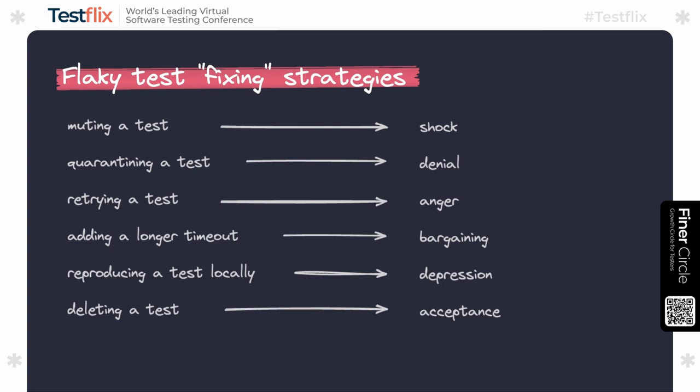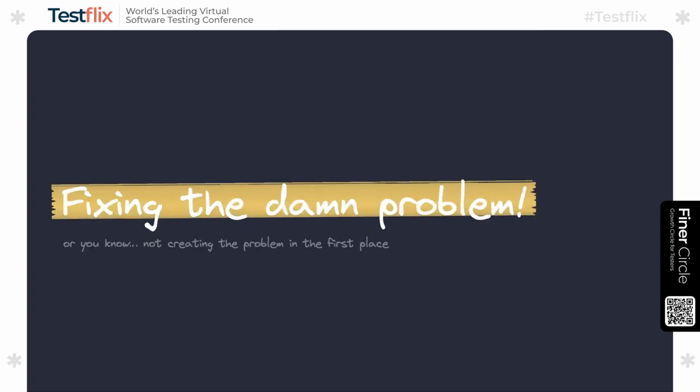But there is one strategy that actually works, and that's fixing the damn problem. Or don't create it at all. Of course, this is easier said than done, and I'm not here to preach. The fact of the matter is that as the test automation grows, the problems with flaky tests grow with it. So how do you fix it?